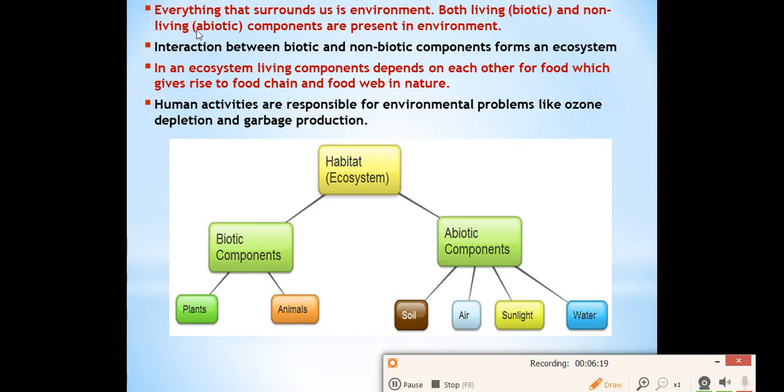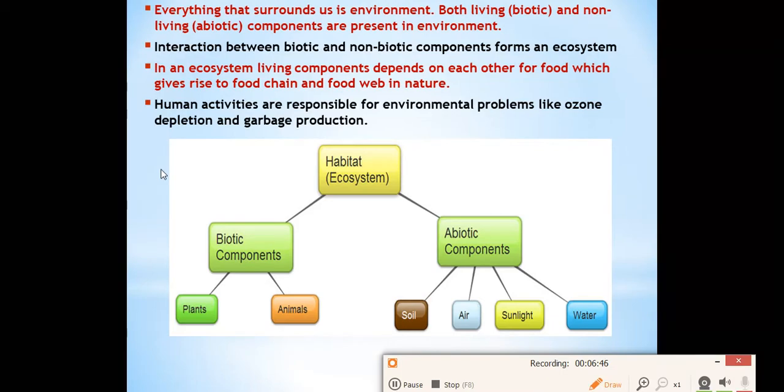Now, human activities are responsible for environmental problems like ozone depletion and carbon pollution. Yes. You have heard from your grandfather or grandmother that earlier our environment was very clean. They used to say that in our time the environment was very clean. At that time the pollution was also very less. The diseases were also very less. But nowadays, we can see a lot of environmental pollution and a lot of health issues.